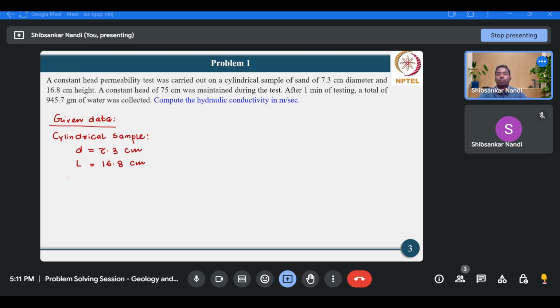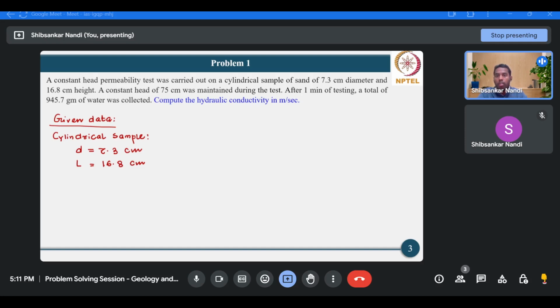And please note it down that this type of test is specifically suitable for coarse grained soil, where a feasible amount of water can be collected over a specific span of time, to maintain the accuracy and reliability of the method. So this type of test will not be suitable for very fine grained soil like silt and clay. In that case we have to take the help of another laboratory test called falling head permeability test, that we will see in the next problem.